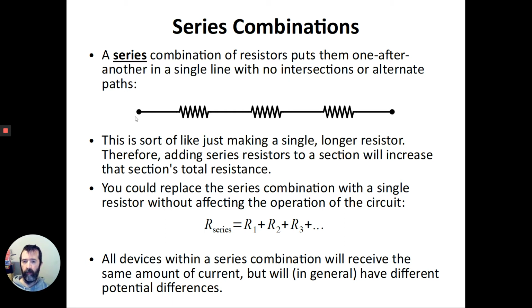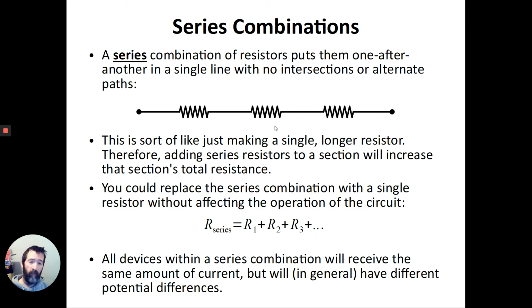So if I'm at a potential of 12, I drop 4 by going through the resistor, which means the potential here is 8. Then when I go through the next resistor, I drop another 4, which means the potential here is 4. And then when I go through this one, I drop another 4, which gets me to a potential of 0. So again, if they are identical, you'll have the same potential difference for each one.